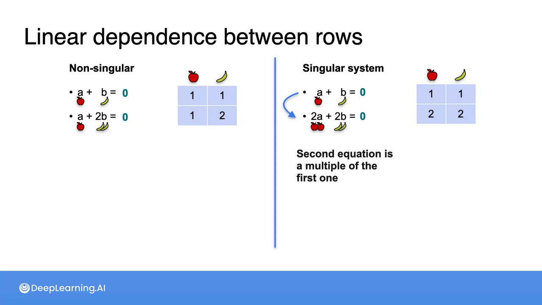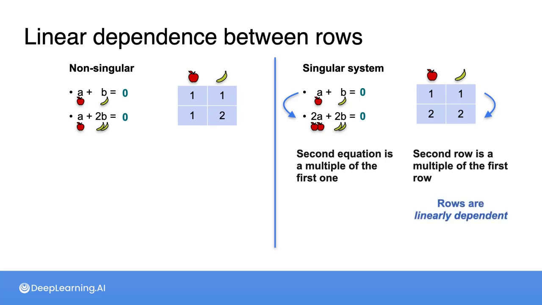Now, if you look at the corresponding matrix, then the second row is a multiple of the first one. And by that, we mean that if you take every element in the first row and multiply them all by 2, you get the second row. That means that the second row can be obtained from the first one. So the second row is dependent of the first one.